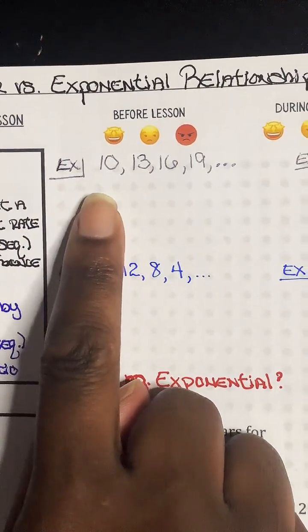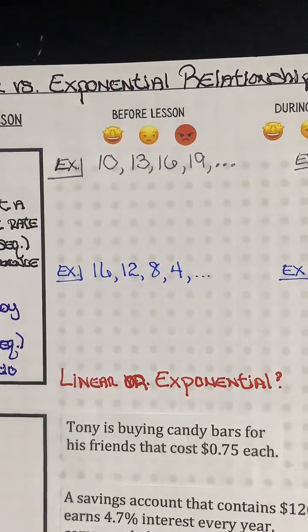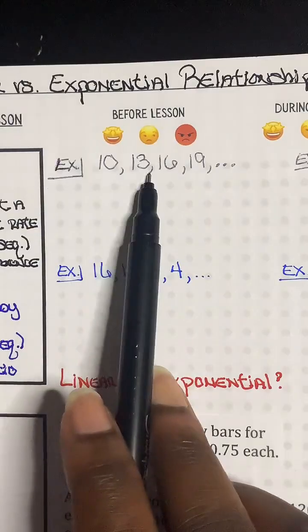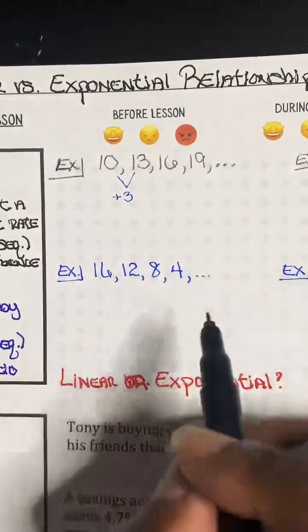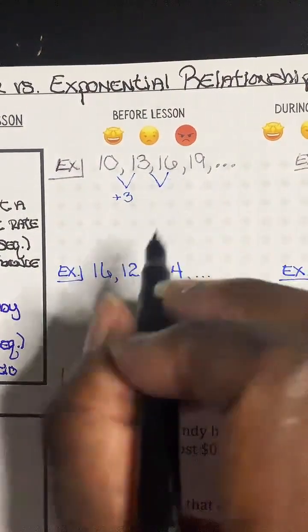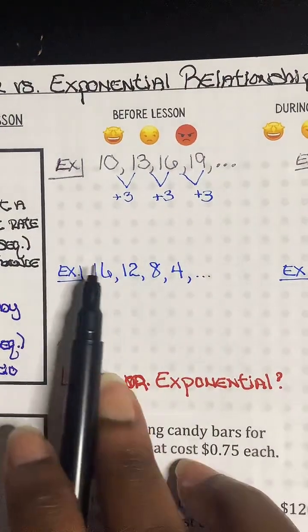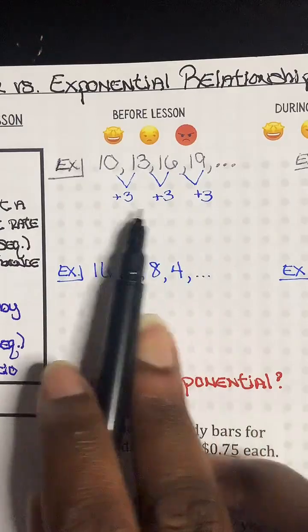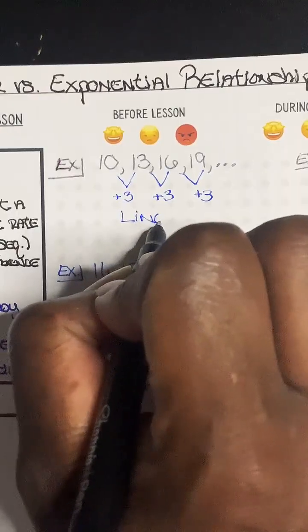So let's take a look at our pattern here. For the first one, we have 10, 13, 16, and 19. If you notice, it is increasing, but it's increasing at a constant rate, and that rate is plus 3. To get from 10 to 13, I had to add 3. To go from 13 to 16, I had to add 3. Same thing for 16 and 19, I had to add 3. So if my pattern is increasing at a constant rate, this is a linear relationship.